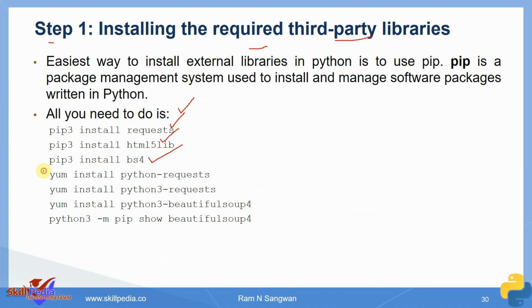If you are using the yum command, you can use these commands. yum install python requests is global, system-wide. pip3 will install only for a specific user. That's the difference. So for a global, system-wide installation, use yum install python3-requests and BeautifulSoup, and show BeautifulSoup will show you the details.